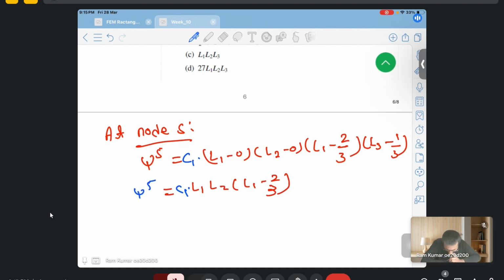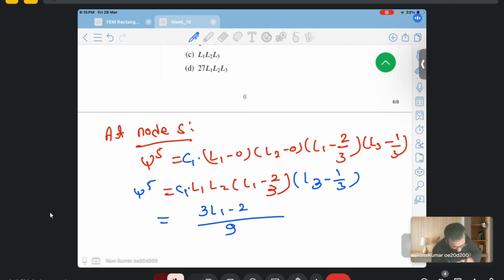So further we can solve: this is 3L3 minus 1, but it will be 9 here. So it will be like 9. This will be 3L1 minus 2, right? Yes, sir. This will be 3L3 minus 1. Then this will be C1, L1, L2. Okay. Now we have to put our shape function condition.